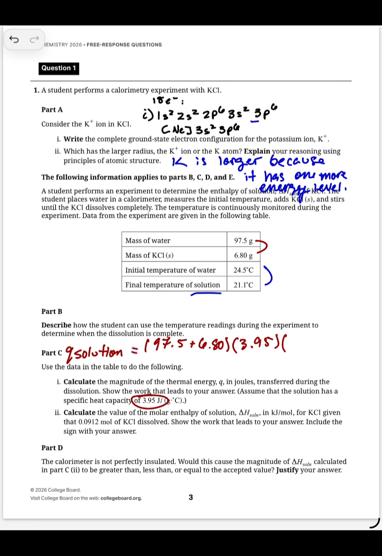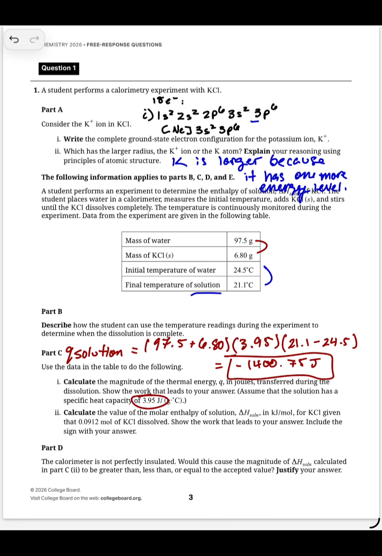We then have our final temperature minus the initial temperature. And then when we do our calculations here, we end up getting negative 1400.75 joules. So that is the transfer of energy in joules when you have your salt completely dissolved, based on the given mass value and the given heat capacity of the solution.